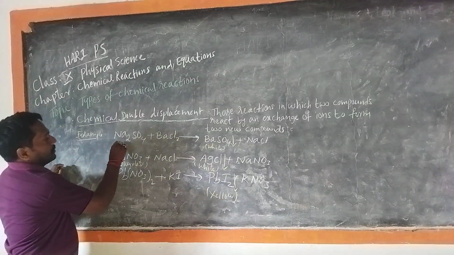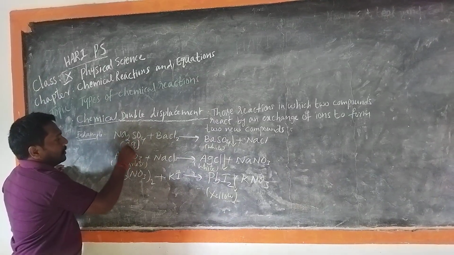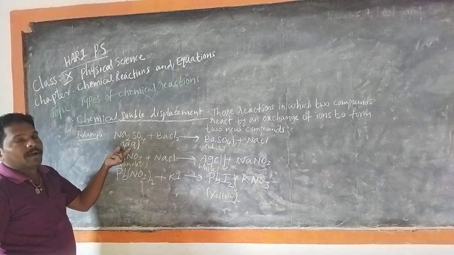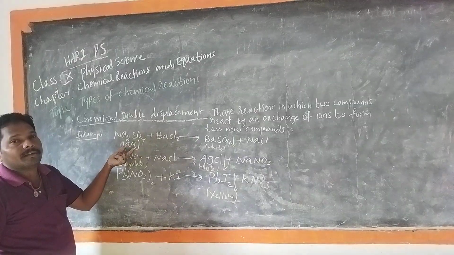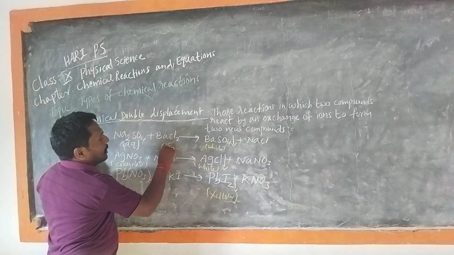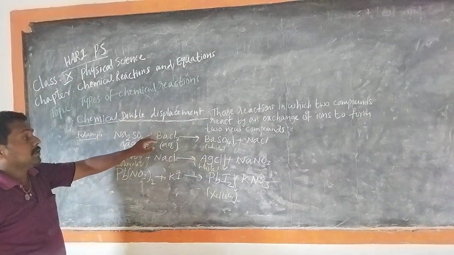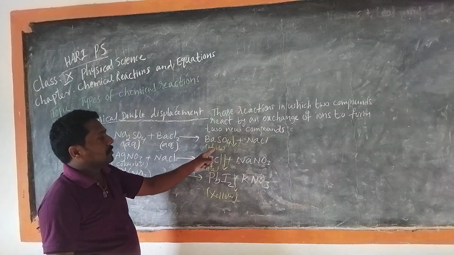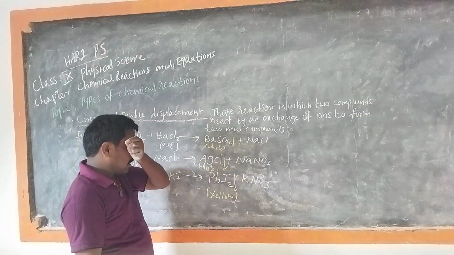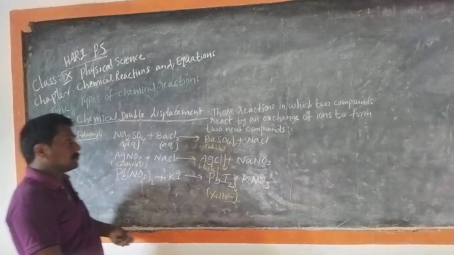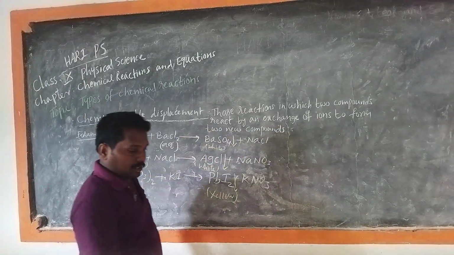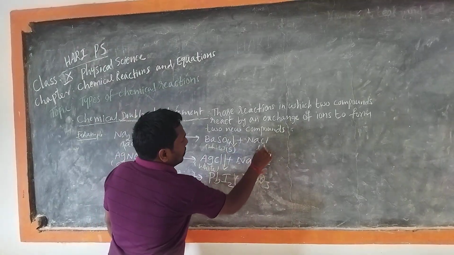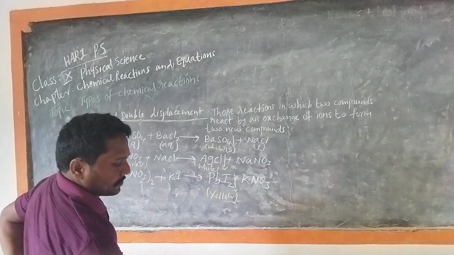Sodium sulfate, an aqueous solution. Take two beakers or two test tubes. In one test tube add sodium sulfate aqueous solution. In the other beaker add barium chloride aqueous solution. Then after the reaction, barium sulfate is formed and sodium chloride is also formed. In this reaction, one is a solid and the other is an aqueous solution.